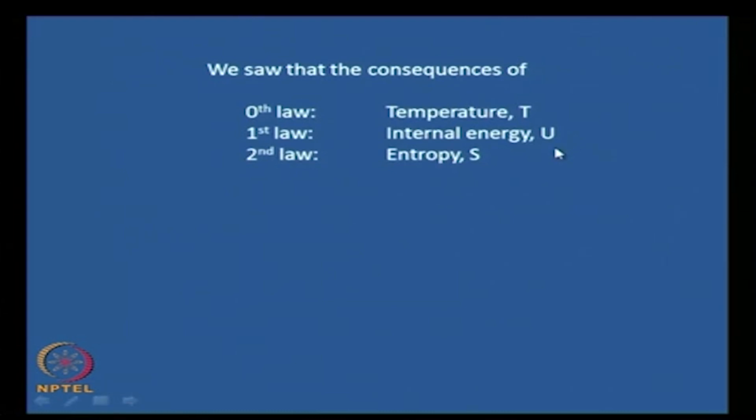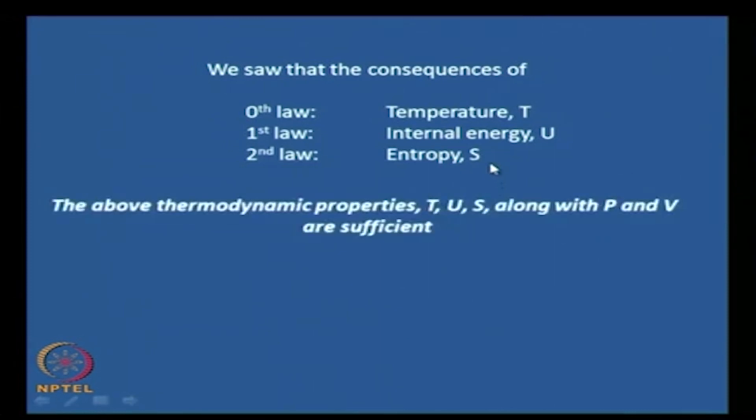The consequence of the second law, which gave us a means for the directionality of a process, is what we saw in the review: the thermodynamic quantity entropy, represented by the letter S. These three thermodynamic properties, T, U and S, along with pressure and volume or specific volume, are actually sufficient to describe the thermodynamic relationships of any system.